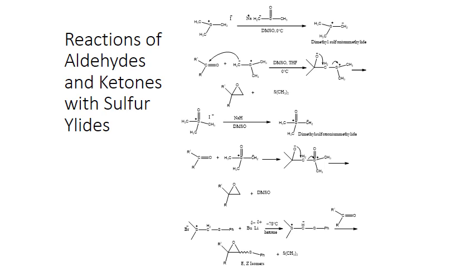We can prepare sulfonium ylide by abstraction of a proton from a sulfonium salt with a strong base, such as sodium hydride. For example, trimethylsulfonium iodide can be converted to the sulfur ylide with sodium hydride in dimethyl sulfoxide.